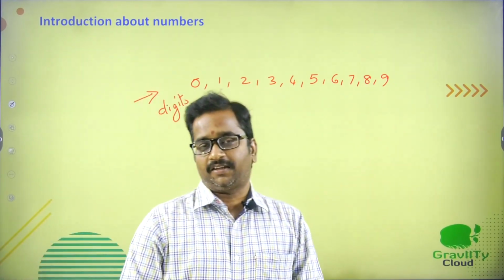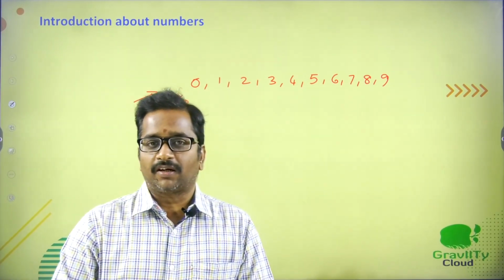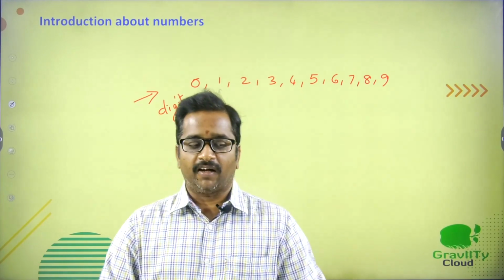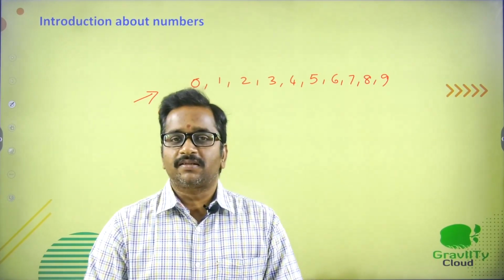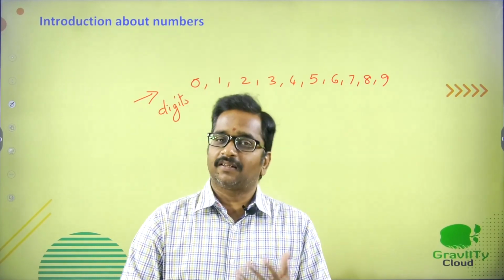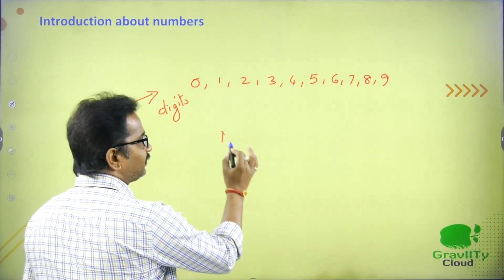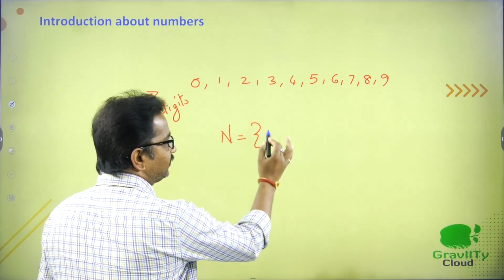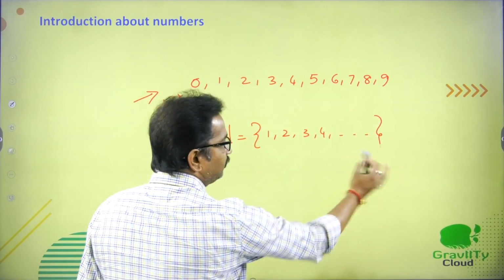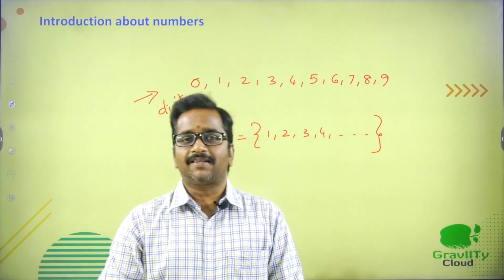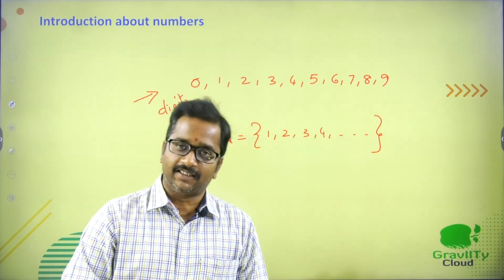Right? So if you come to the counting numbers, if I give some chocolates to you, how can you count? Starting from 1, 2, 3 like that. Yes or no? So counting numbers are nothing but natural numbers, right? Natural numbers are represented by the capital letter N, and they are 1, 2, 3, 4 and so on.